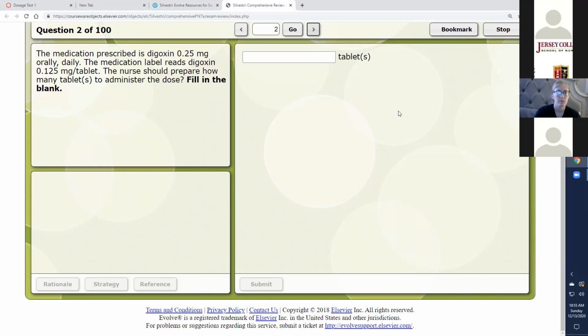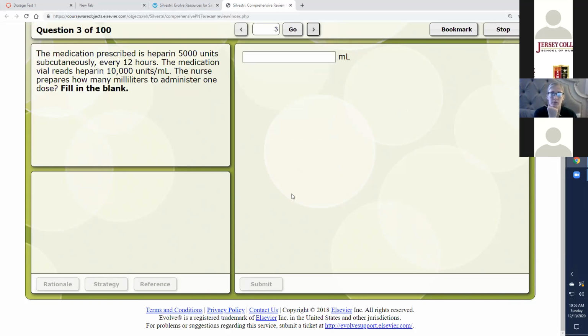So it's 0.25 divided by 0.125 times 1 tablet, because that's what you have on hand. 2. All right, did everybody get 2? Yeah. Okay, good.